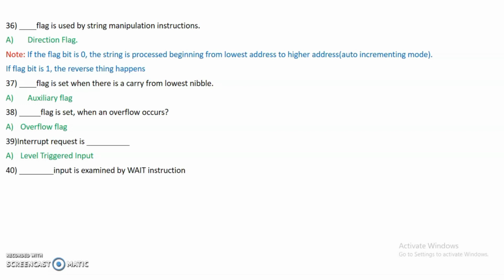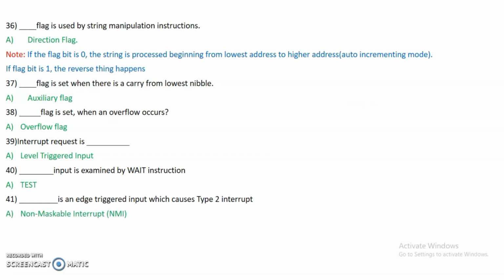Bit number 40. Dash input is examined by wait instruction. So the answer will be test. So test input is the one which will be examined by the wait instruction. Bit number 41. Dash is an edge triggered input which causes type 2 interrupt. So the answer will be non-maskable interrupt. Non-maskable is an edge triggered, whereas interrupt request is a level triggered. So try to differentiate both of them.